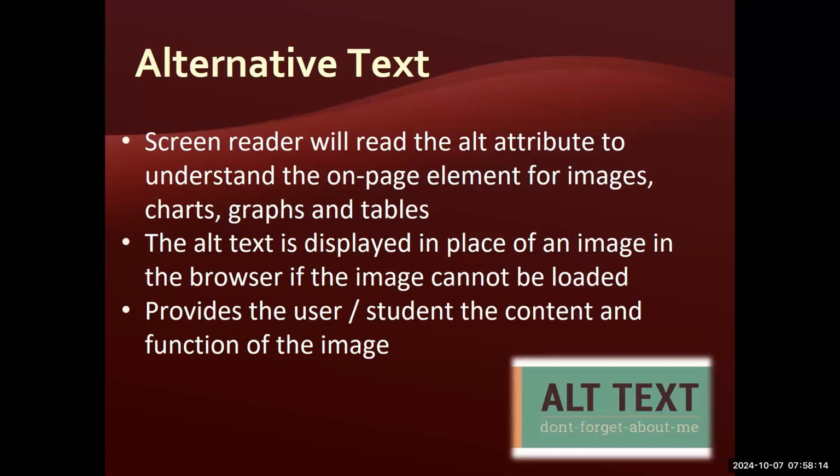So the first thing we're going to take a look at is alternative text. It's really not that hard, but it's one of the things that I find missing in probably 95% of courses that I review or that I work on. Alternative text must be added for all images, charts, graphs, and tables, as this enables screen readers to describe the image that a visually impaired person can't see.